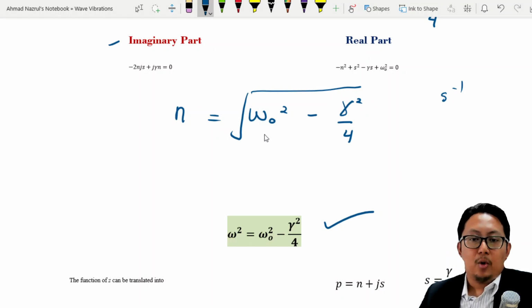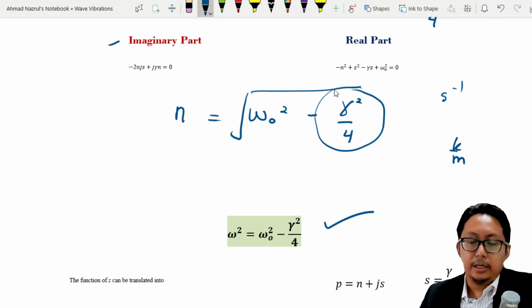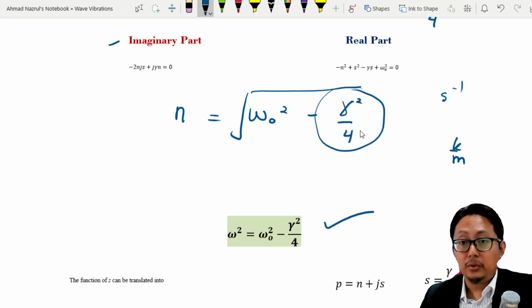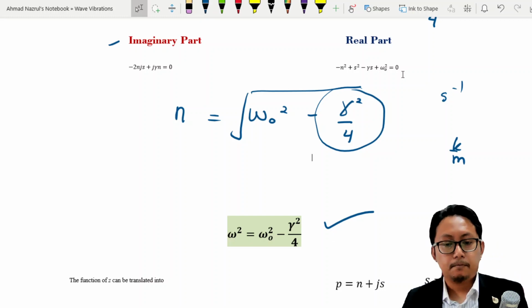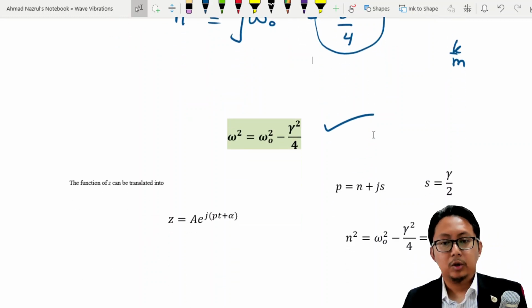From here, we know that omega naught square is k over m. It means that if the value here, which is the friction, is very small, near 0, the frequency for the system will be equal to omega naught, square root of k over m. Okay. Is it complete? Not yet.